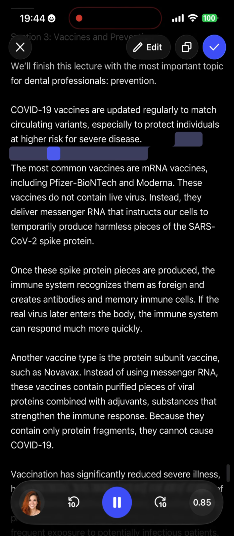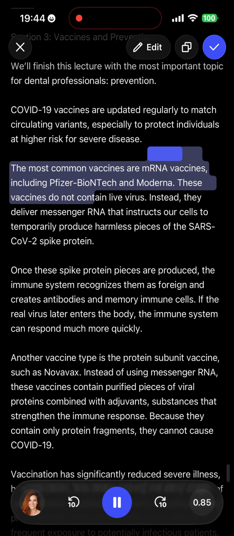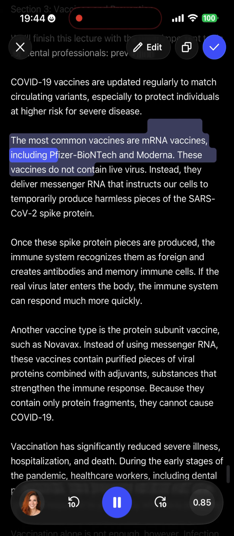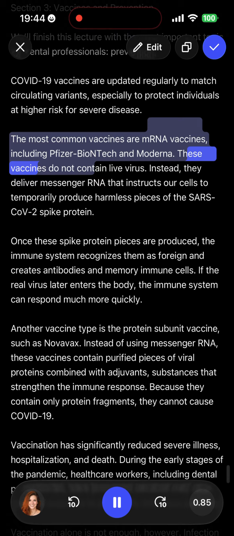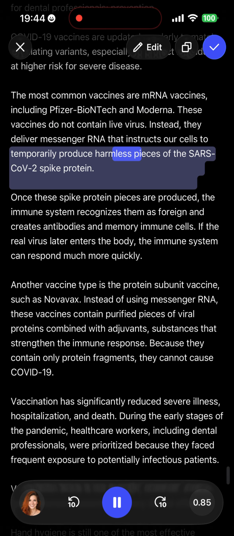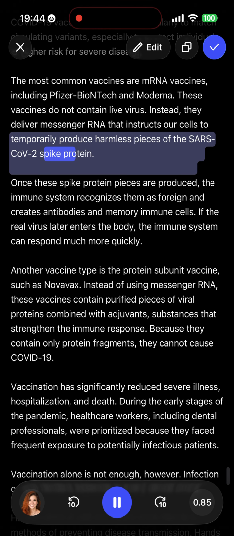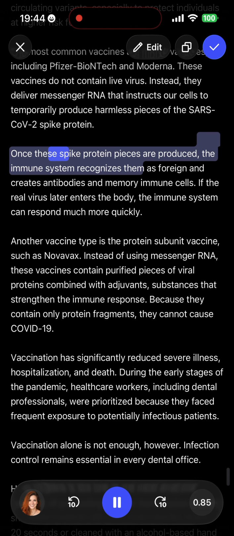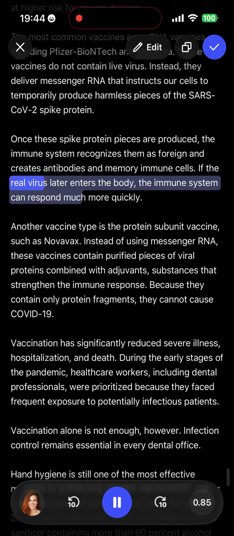These vaccines do not contain live virus. Instead, they deliver messenger RNA that instructs our cells to temporarily produce harmless pieces of the SARS-CoV-2 spike protein. Once these spike protein pieces are produced, the immune system recognizes them as foreign and creates antibodies and memory immune cells. If the real virus later enters the body, the immune system can respond much more quickly.